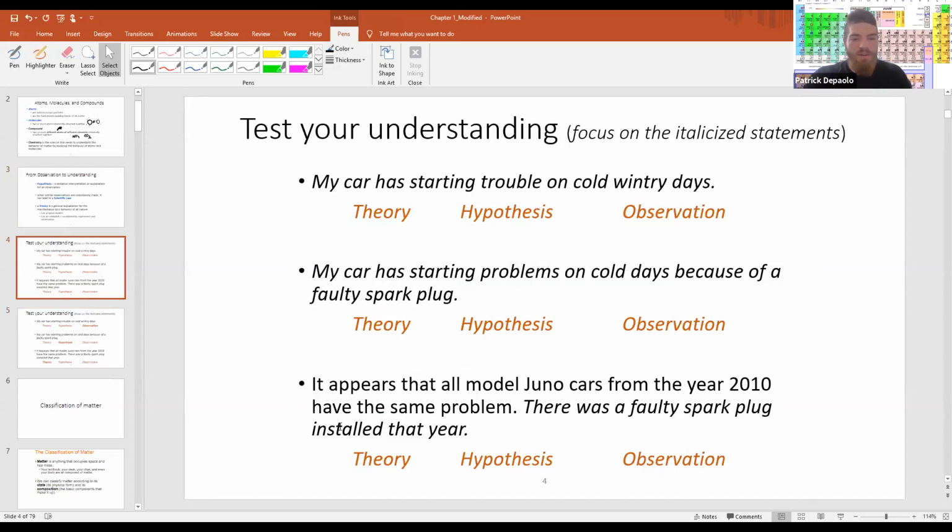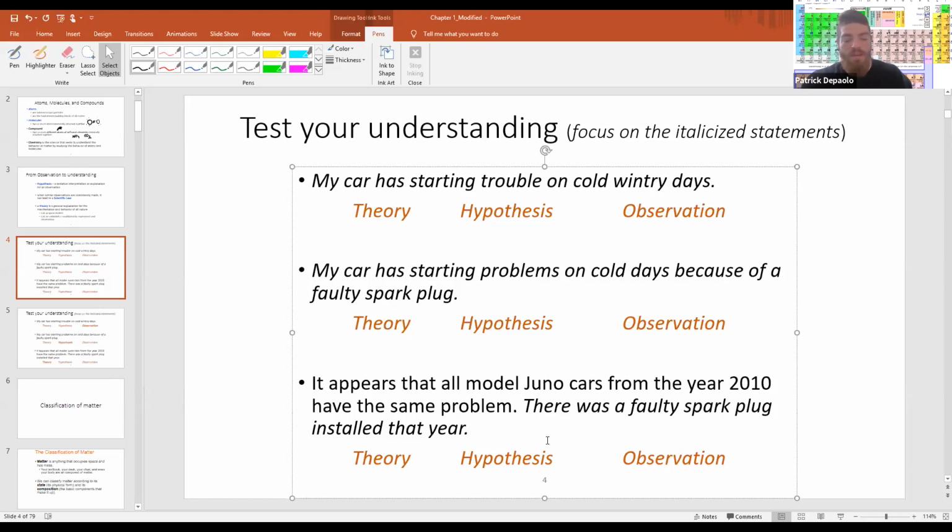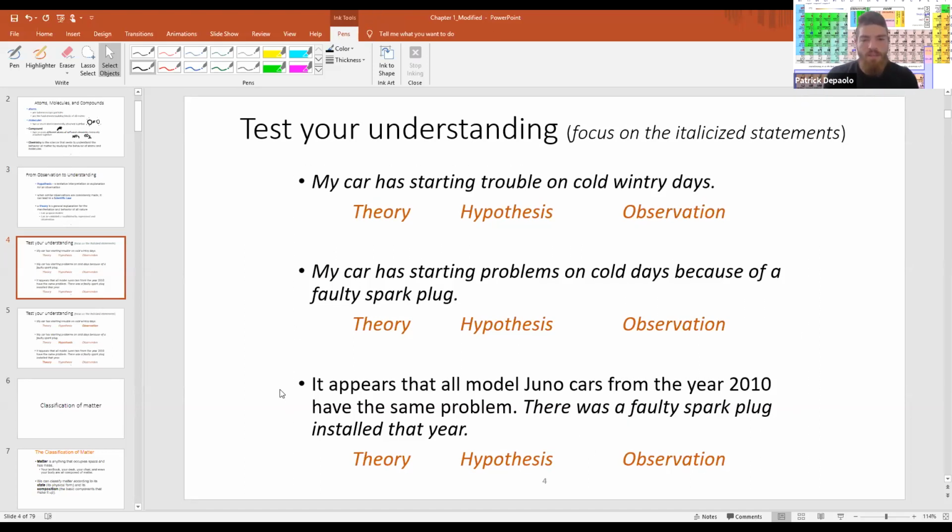So it appears that all the models of those Juno cars from the year 2010 have the same problem. There was a faulty spark plug installed in that year. So that would be a theory, because that theory was tested or some searching was done on it. I found the clue, which is that from that year, they all had faulty spark plugs. Therefore, that is your theory, because you have some evidence to suggest it, which is you Googled it and saw that the problem exists.